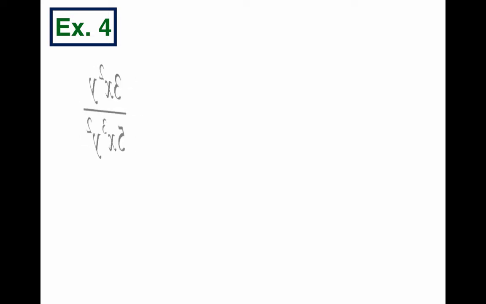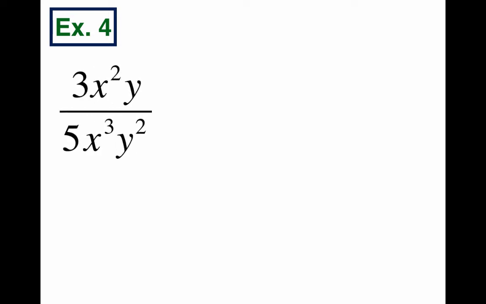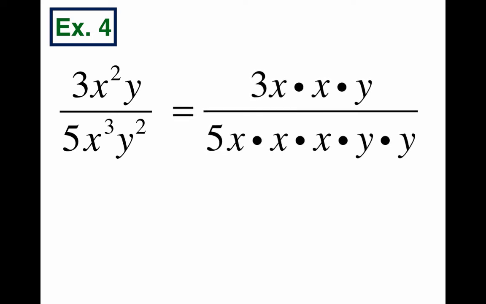All right, example 4. Now let's simplify something a little bit bigger. 3x squared y over 5x to the third power y squared. Now we're just going to break this down into all of its little parts. So x squared is going to be x times x, and x to the third power will be x times x times x. So I'm going to break all of that out. 3's on top, x times y. On bottom we've got 5 times x times x times x, and then y squared would be y times y.